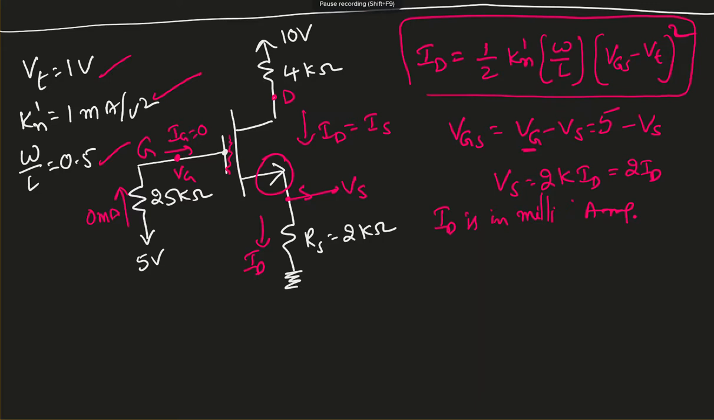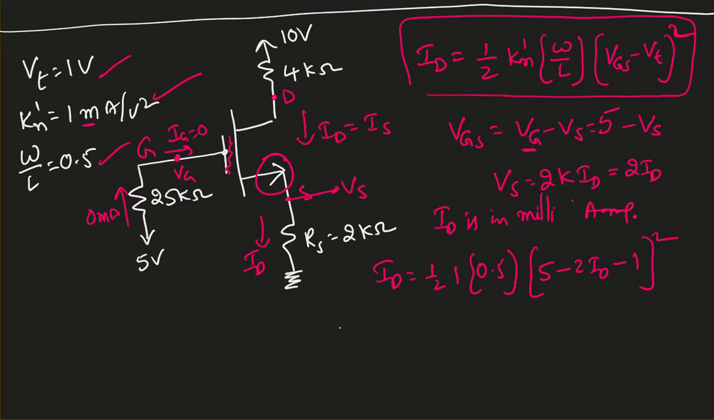Now ID equals half Kn prime, which is 1. See, that is in milli. So I'm taking milliampere, so I can ignore that M. And width over length is given as 0.5. And VGS is nothing but VG minus VS. So 5 minus VS is nothing but 5 minus 2ID, minus VT, which is 1, whole square. So we'll end up with a quadratic equation here.